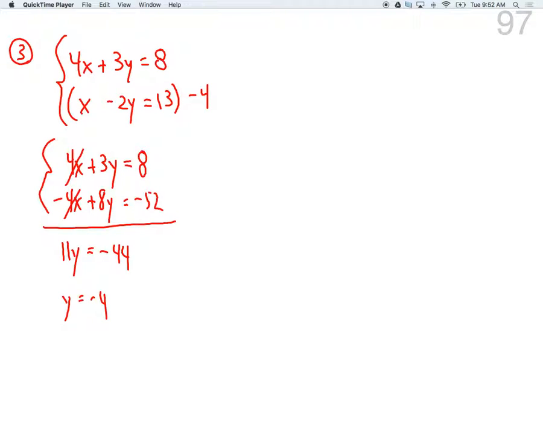Now I have to plug that back in. I got a whole bunch of different places to plug it back in. I'll plug it back in, let's say, here. Okay, so x minus 2 times -4 is equal to 13. So x plus 8 equals 13. So x is equal to 5. 5 comma -4.